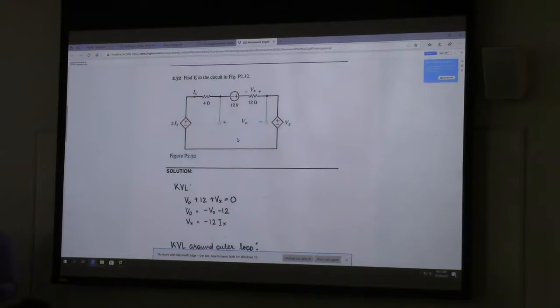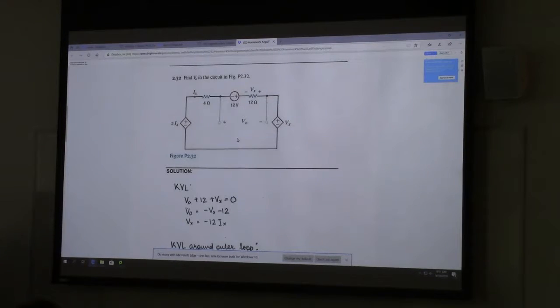Newer versions of the textbook change the numbers around. This is not an area that is evolving. Circuits is circuits, so there's not any new material that's been discovered in the past 10 years, let's put it that way.